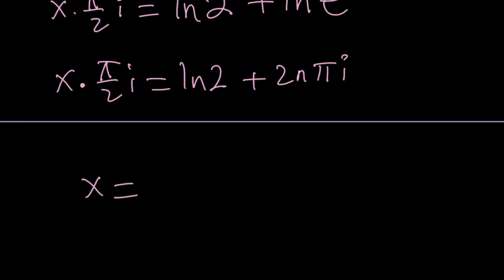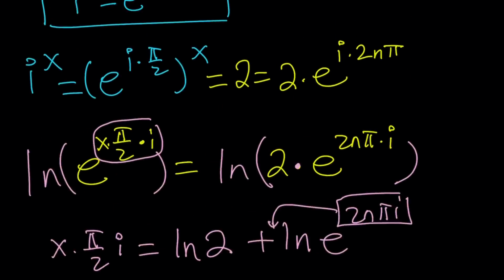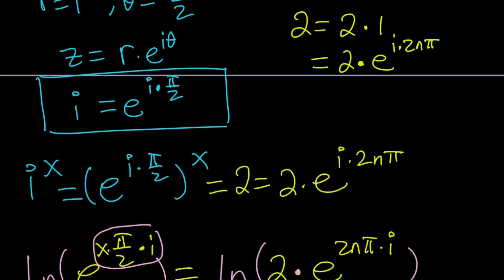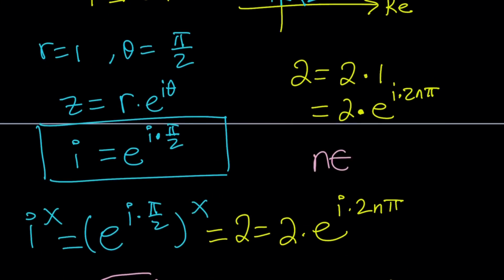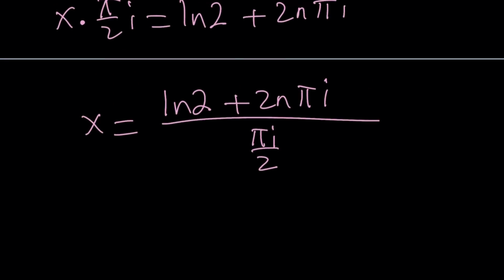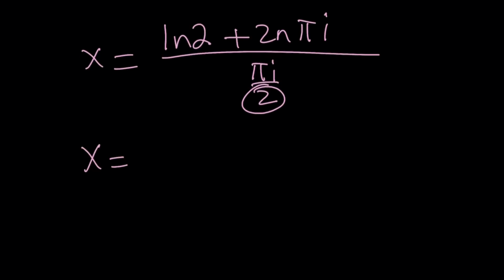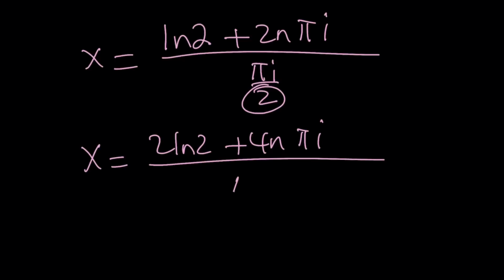x equals ln 2 plus 2nπi divided by πi over 2. By the way, I forgot to mention that n is going to be an integer. n is an integer. Okay? Great. Because we're talking about multiples of 2π. So this 2, when flipped, is going to go to the top, and it's going to be 2 ln 2 plus 4nπi divided by πi.